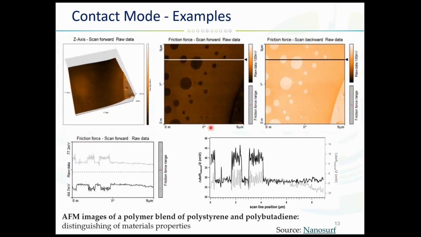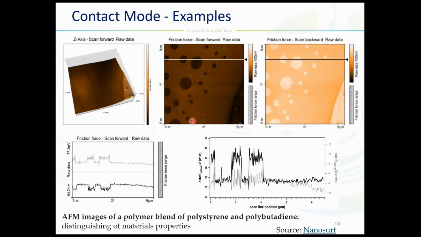This is an example of lateral force images. And lateral force mode can be very effective at picking up material differences in the sample. So, for example, this AFM image is a polymer blend of polystyrene and polybutadiene.